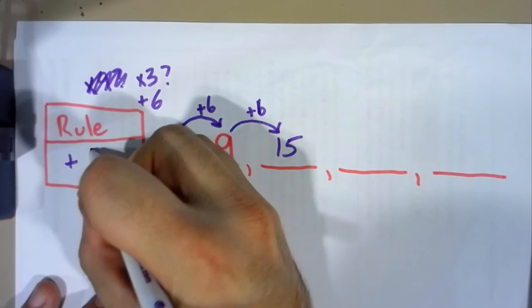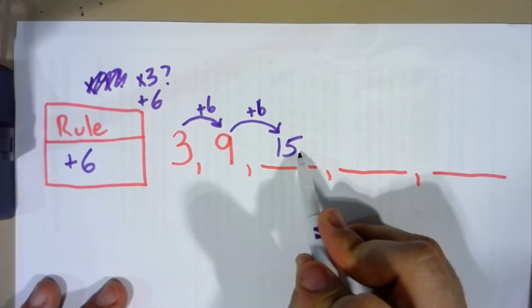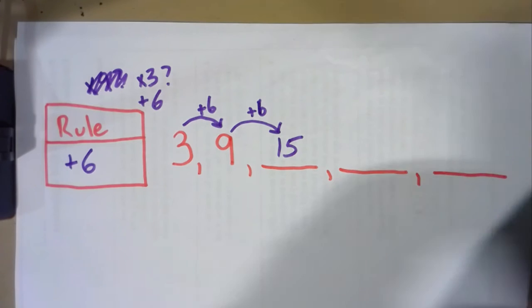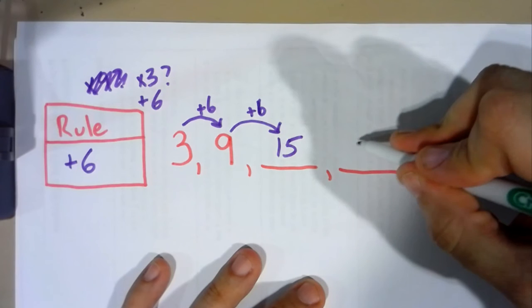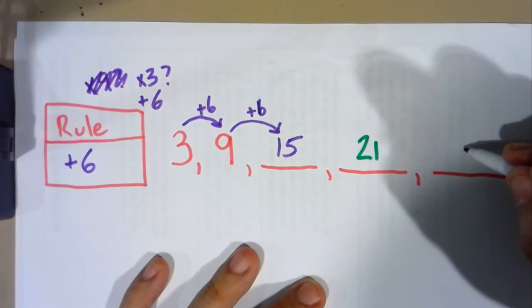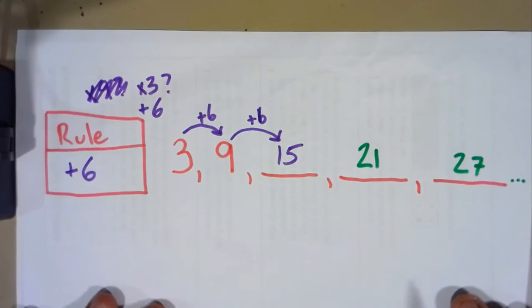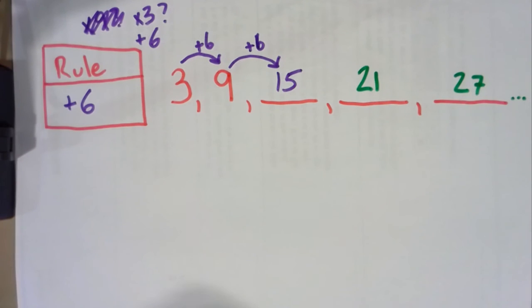So let's say we were given 3, 9, and 15. We know that the rule is +6, and then you just keep on going. 15 plus 6 is 21. 21 plus 6 is 27. And again, the pattern goes on and on and on. So rules could be a really interesting thing to have some fun with, to figure out. As long as you know the rules and the first terms, you can figure out the pattern.